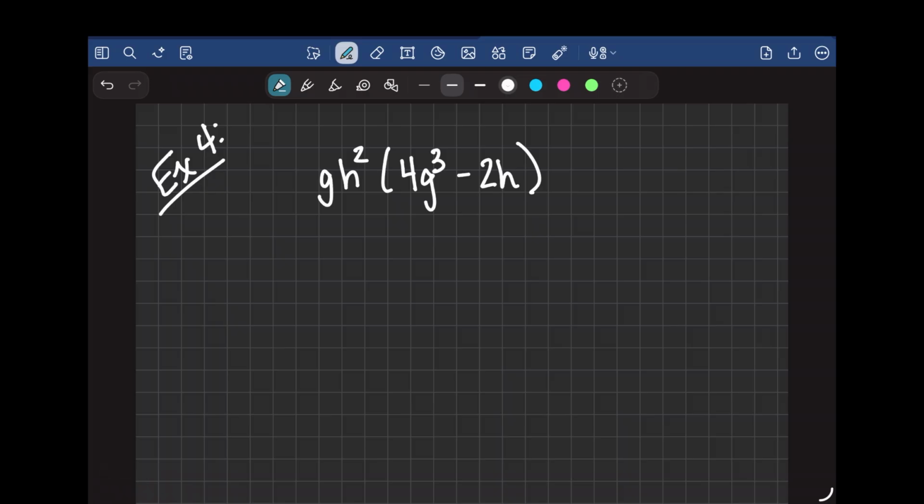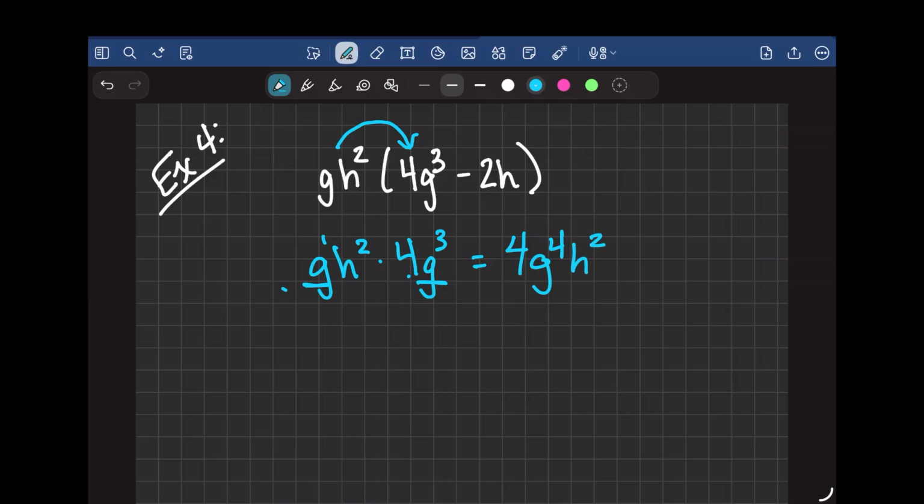Looking at example 4, we now have more variables here. So we just need to pay attention to our bases. When I look at this first one, we're going to do gh squared times 4g to the power of 3. Okay, so I'm going to look and see if I have any other coefficients. So it'd be 4 times 1, which is just 4. So now I'm going to look at my g's only. G has an invisible 1 here, so 1 plus 3 is 4. And then I just have that h left over, and it's h squared, so that would be my first term.